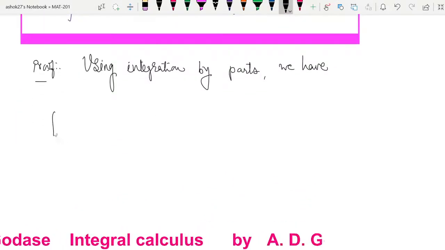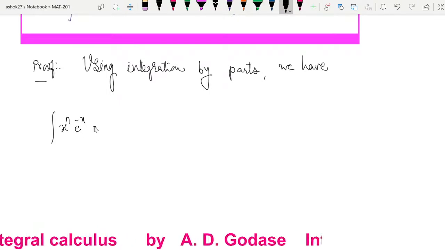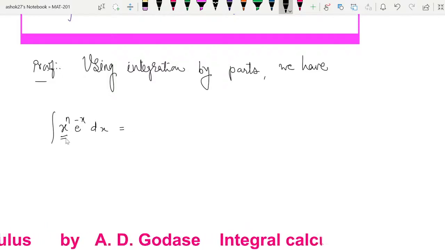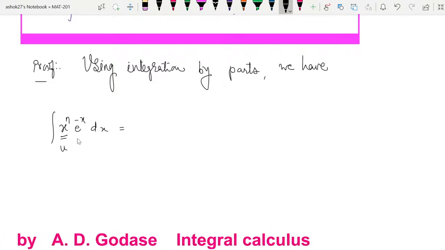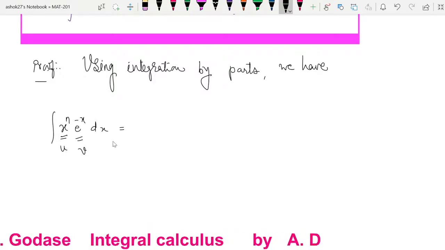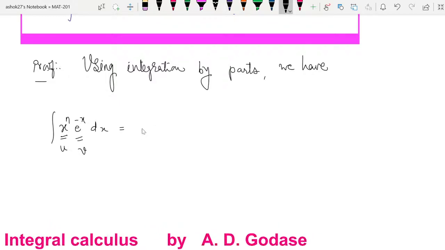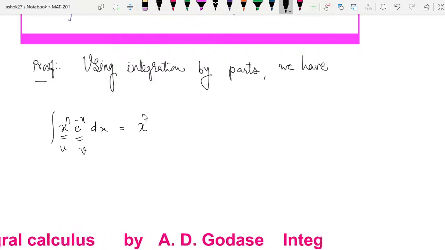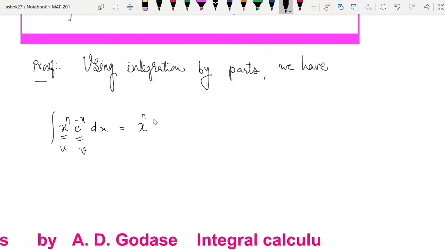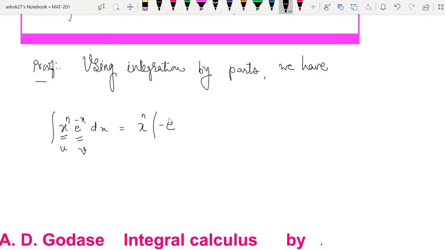You can write integration of x raised to n e raised to minus x dx as follows. You can consider x raised to n as function u and e raised to minus x as function v, that is, first function x raised to n and second function e raised to minus x. Using the rule of integration by parts, the first function will be as it is, and we integrate the second function, that is integration of e raised to minus x. So what is that? It will be minus e raised to minus x.